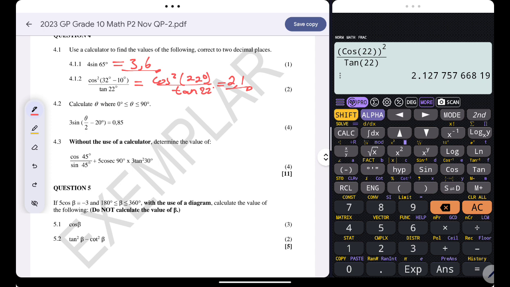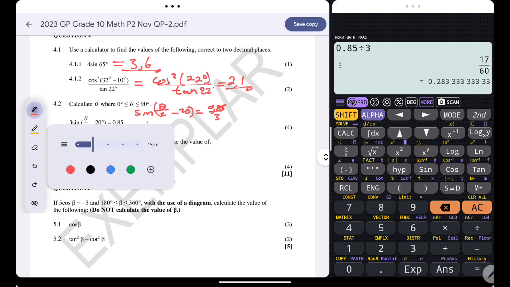And then now I must calculate the value of theta in the first quadrant. The first thing I need to do here is to divide both sides by 3. I'll simply say sine theta over 2 minus 20 is equal to 0.85 divided by 3. Let me just write it as it is, 0.85 divided by 3, right?